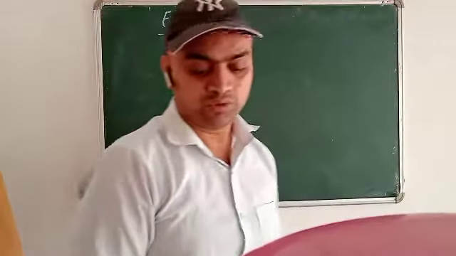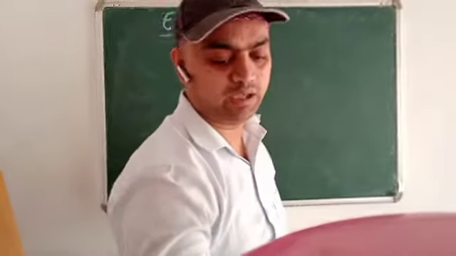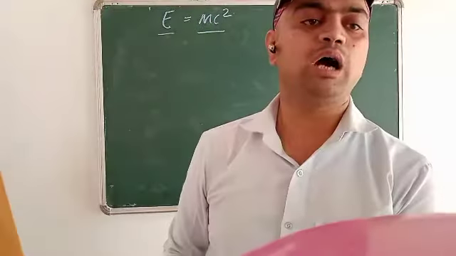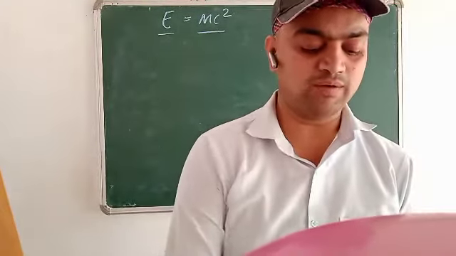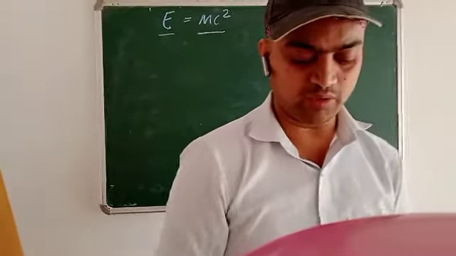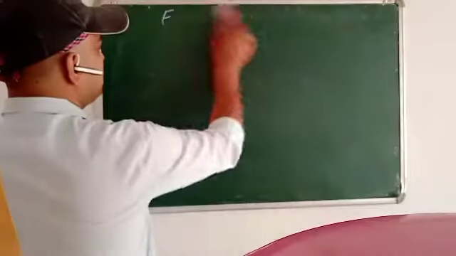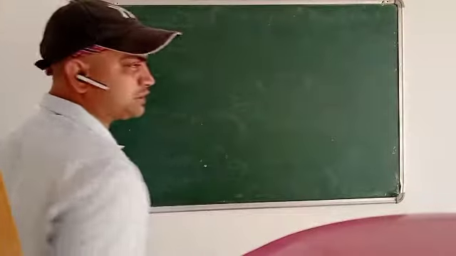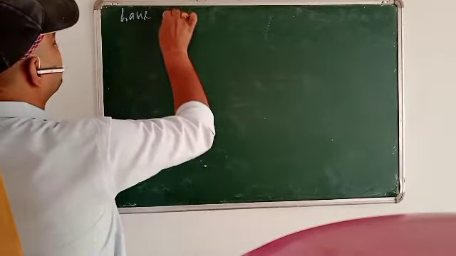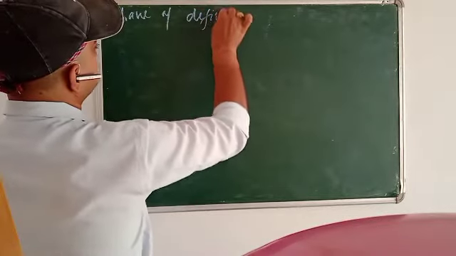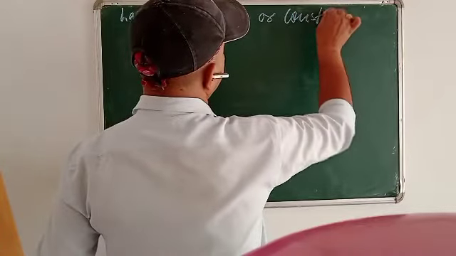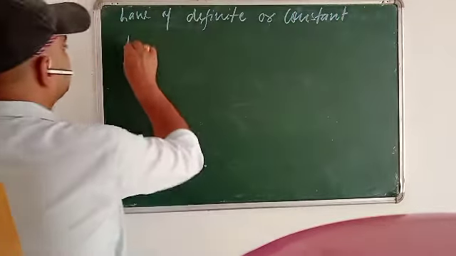So now we are talking about the second law of chemical combination, and the second law of chemical combination is the law of definite proportion or law of constant proportion. So we are going to start the second law, law of definite or constant proportion.